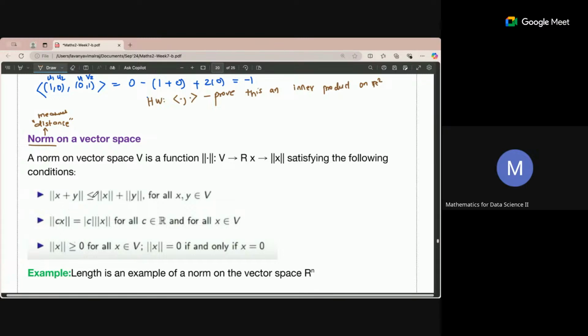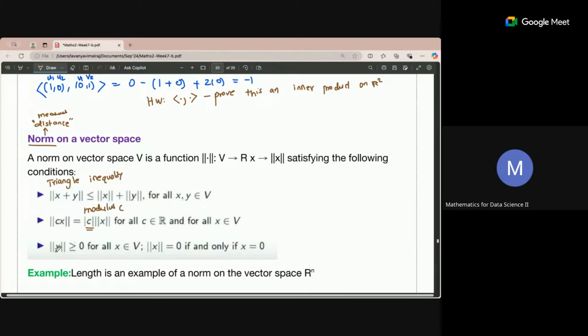So the first one is the triangle inequality. So norm of x plus y is less than or equal to norm x plus norm y for any x, y in V. And then for a scalar c times x, the norm is modulus c times norm x.